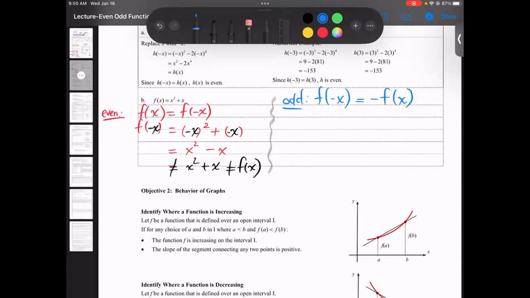Negative f of x means what? You have a negative in front of the function and you distribute it into the function, right? So negative one times x squared is negative x squared, and this is equal to negative x squared minus x. So that's negative f of x.